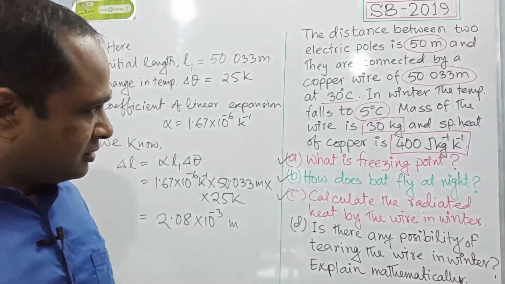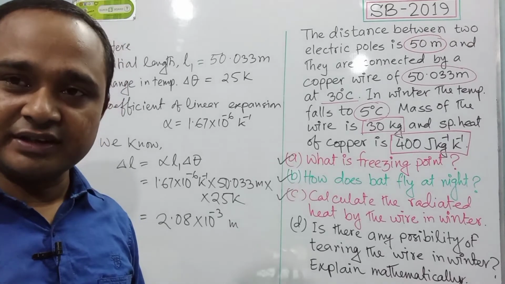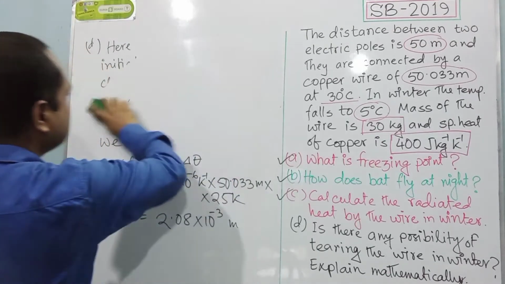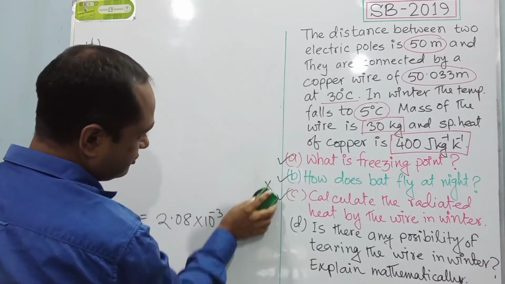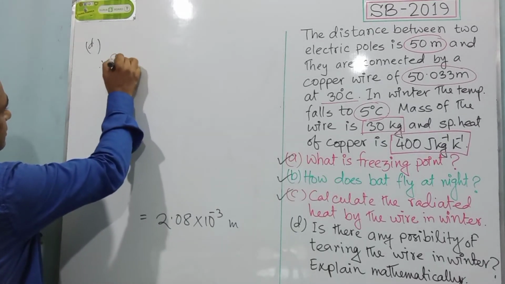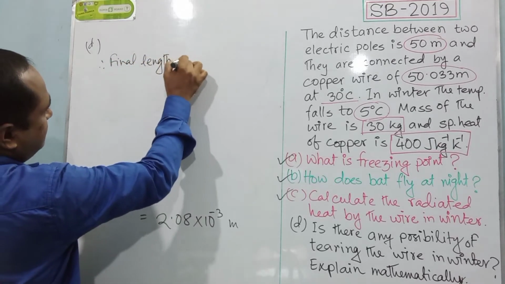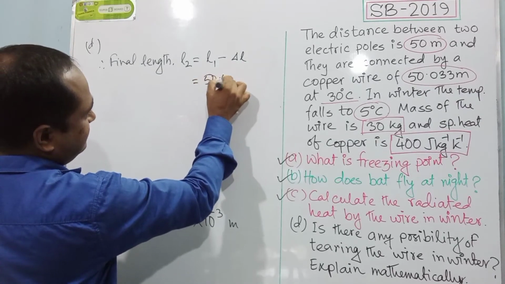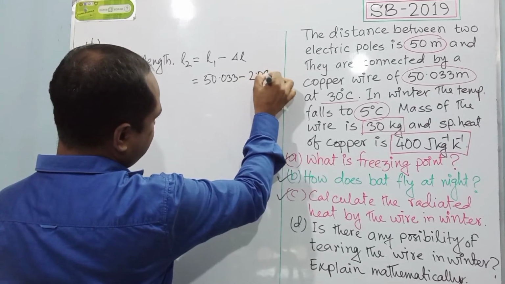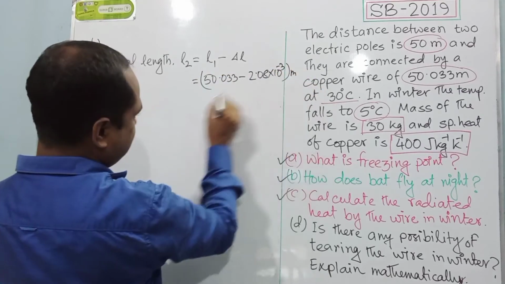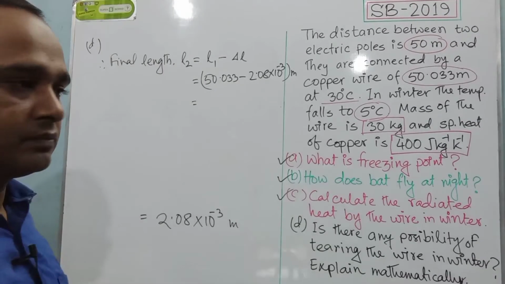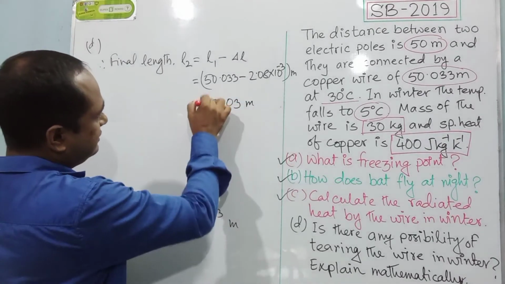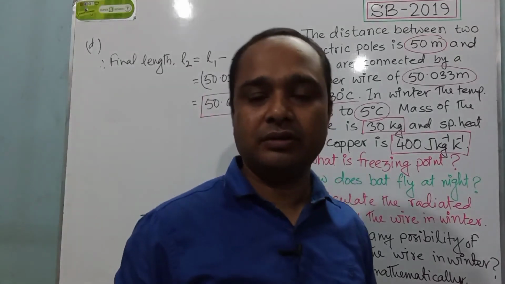So now we have to calculate the final length, and then we give the final decision whether the wire will tear or not. So final length L2 is equal to L1 minus del L. Here L1 means 50.033 minus 2.08 into 10 to the power minus 3 meter, right? And after the calculation we will get 50.03 meter. So this will be the length of the wire in winter season.